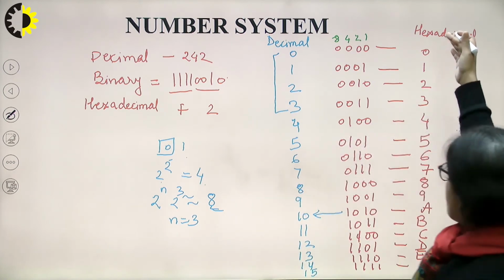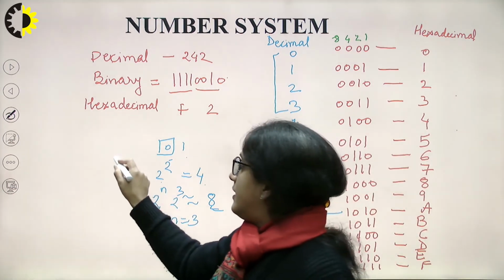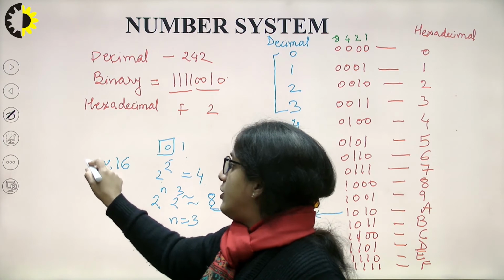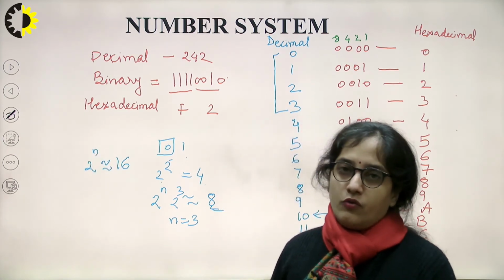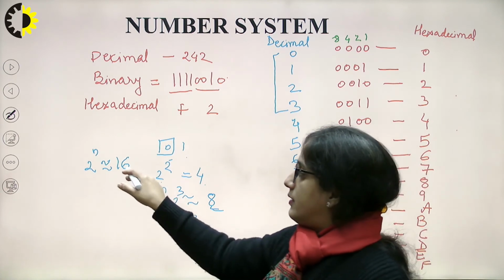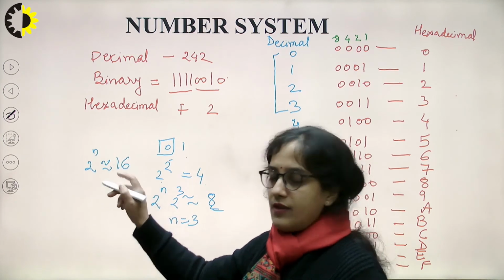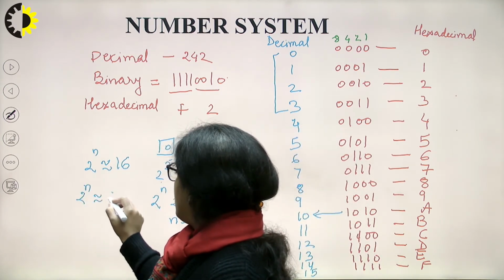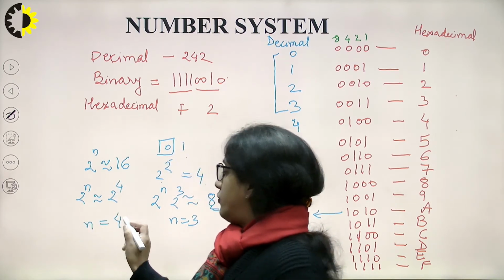In case of hexadecimal we need 16 levels. So how can I find the value of this n? The value of n will be 4. I equate 2 raised to power n equal to 2 raised to power 4, then I will solve it, and n equals 4.